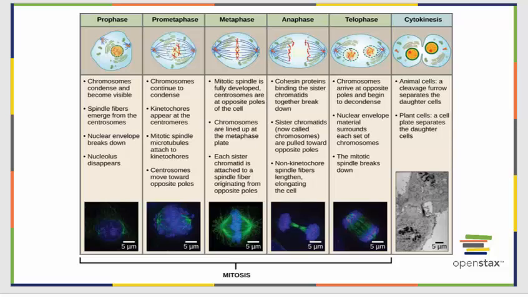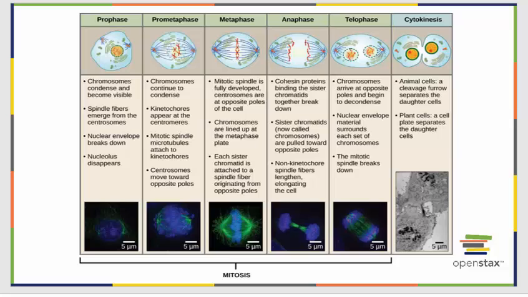In prophase, chromosomes begin to condense to the point that they actually become visible with the help of a microscope. Spindle fibers emerge from the centrosomes, and the nuclear envelope begins to break down. The nucleolus is also going to disappear. We're no longer manufacturing RNA, so there's no reason to have a dedicated region.